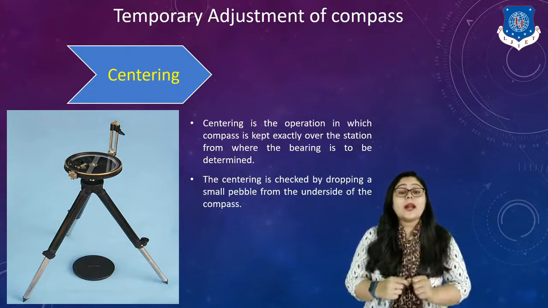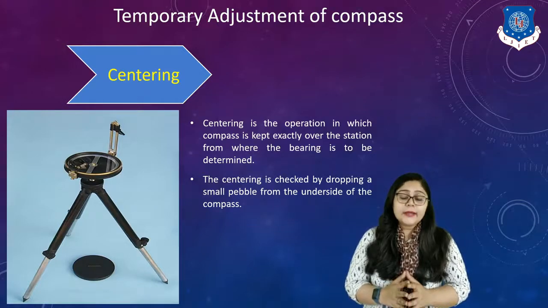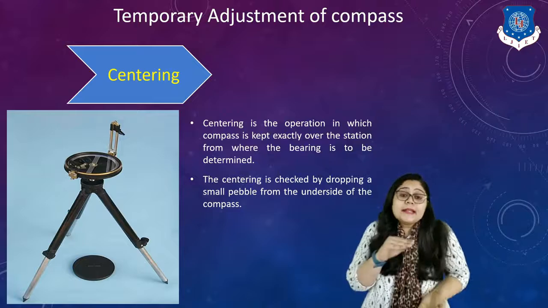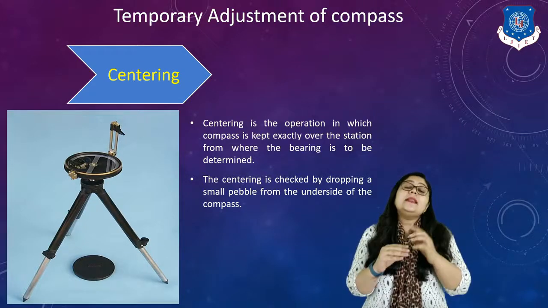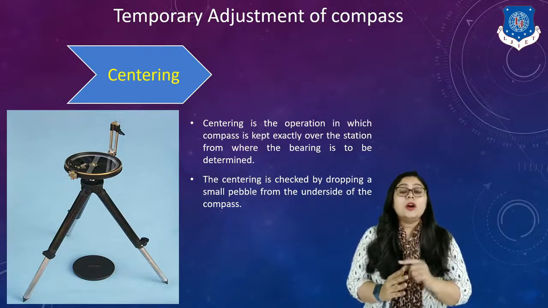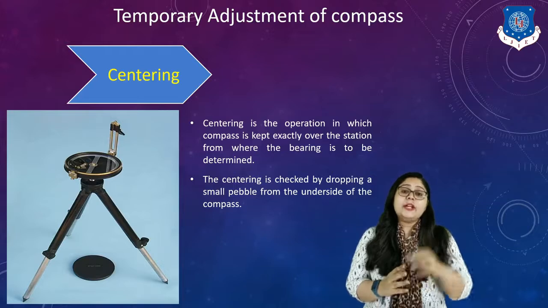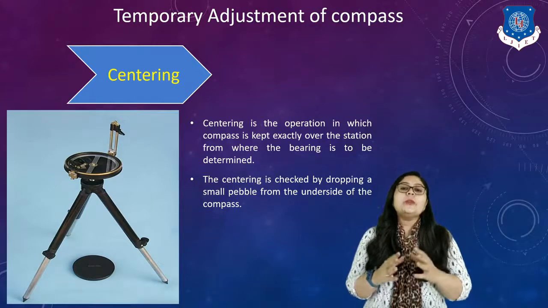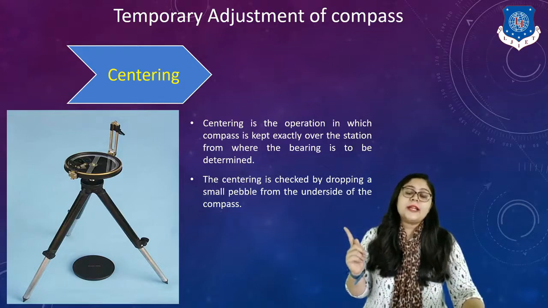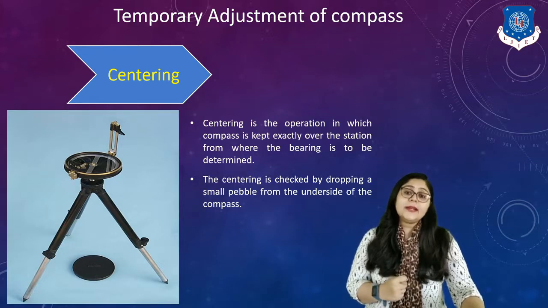Now you ask how you can get this centering. For that you need a plumb bob, right? So centering is the operation in which the compass is kept exactly over the station from where the bearing is to be determined. Bearing means the readings of angles, right? And the centering is checked by dropping a small pebble from the underside of the compass, right? So that is the process of centering. If we don't have a plumb bob, then we can go with small pebbles, right?